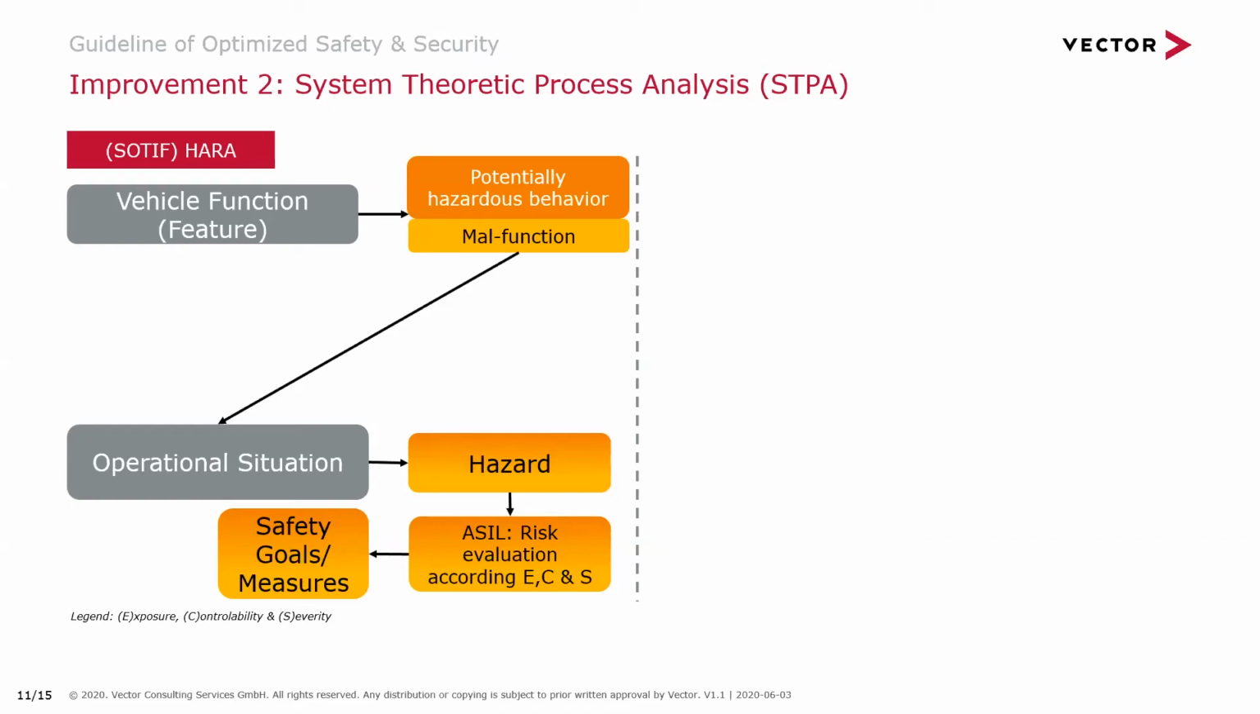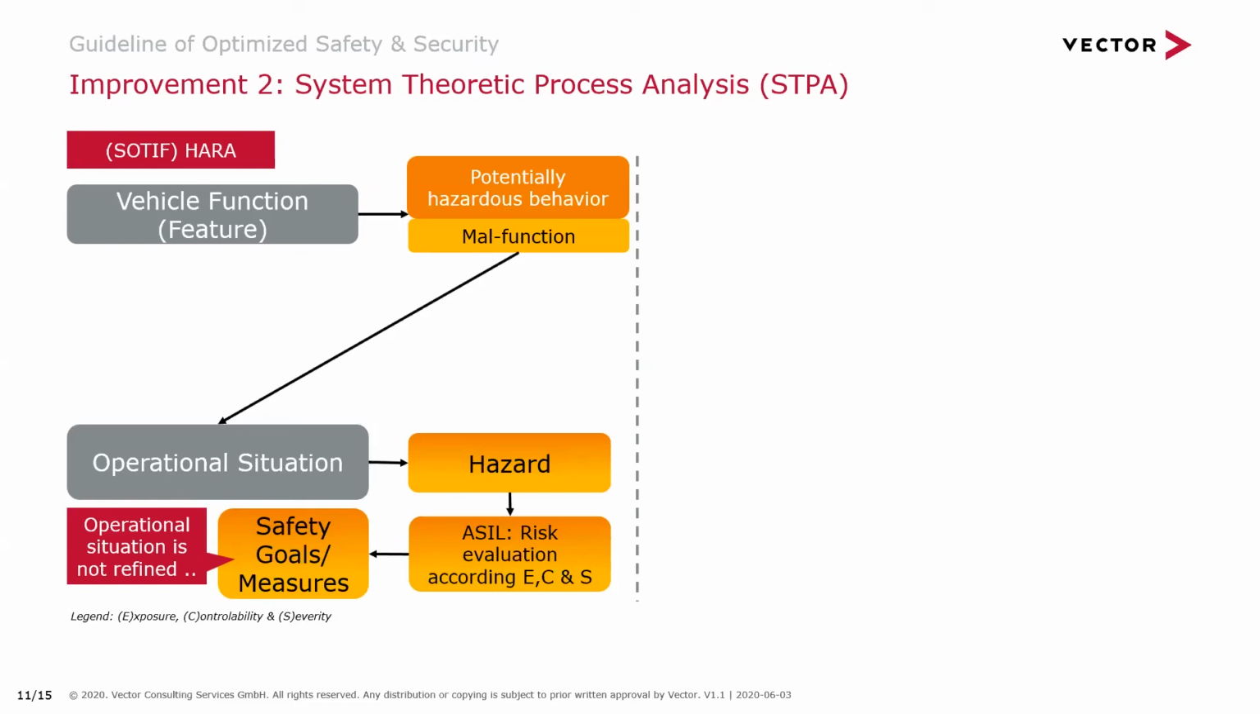For functional safety, we apply safety goals with an ASIL. For the SOTIF, we just apply measures to minimize the risk coming out of this analysis. But we do not follow the operational situation down in the solution levels coming below that. We just refine the safety goals and the measures.